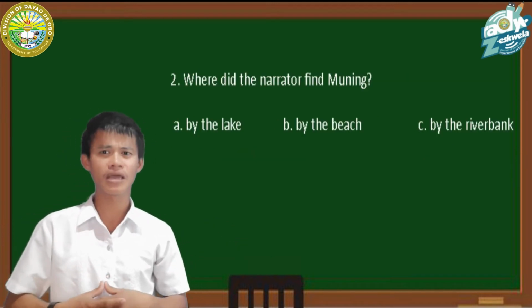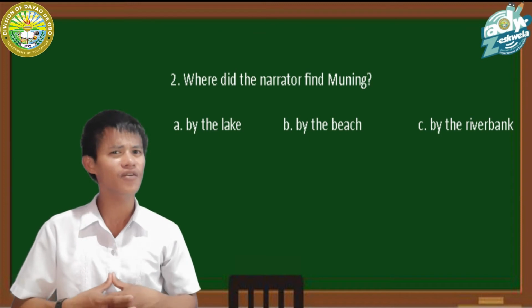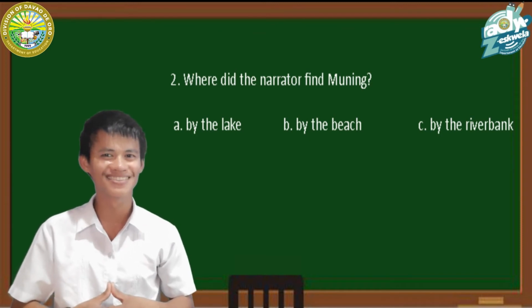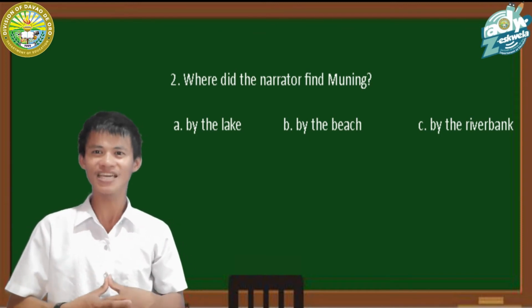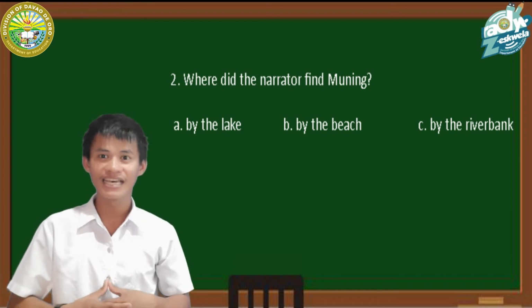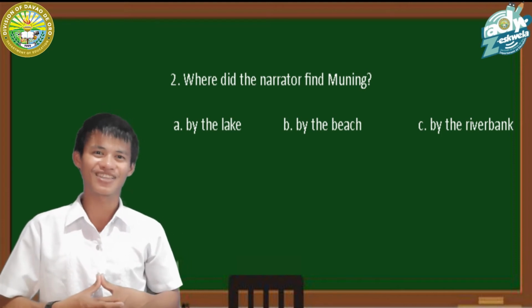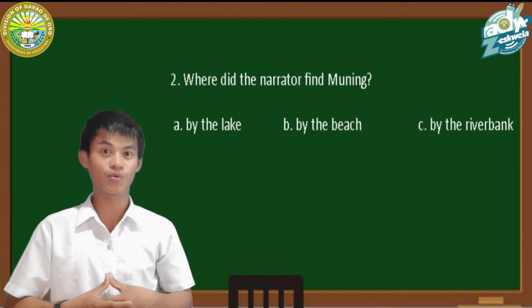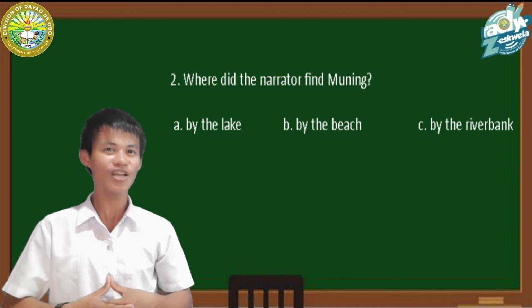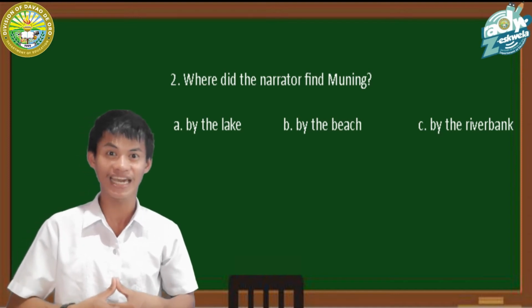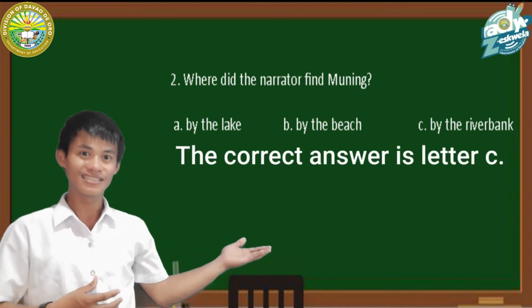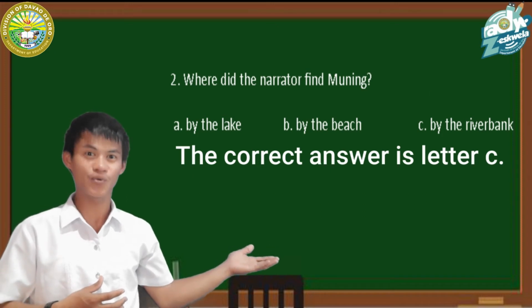Number 2. Where did the narrator find Muning? Letter A, by the lake. Letter B, by the beach. Letter C, by the riverbank. The correct answer is letter C, by the riverbank.